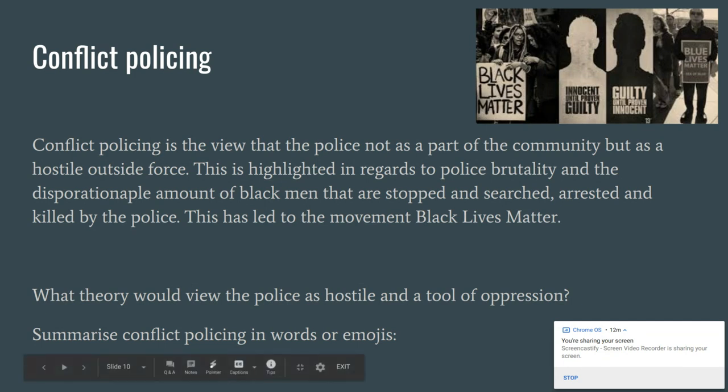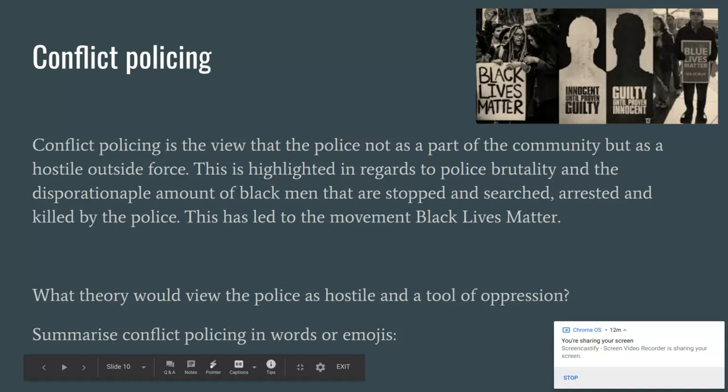If we look at stop and search statistics in the UK, you're 9.5 times more likely to be stopped and searched if you are black in the UK. It rises to 17 times more likely if you are in Dorset. There is a disproportionate amount of stop and searches based on ethnicity. So it's led to the Black Lives Matter group.